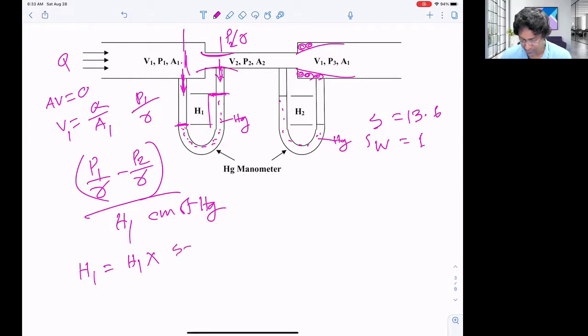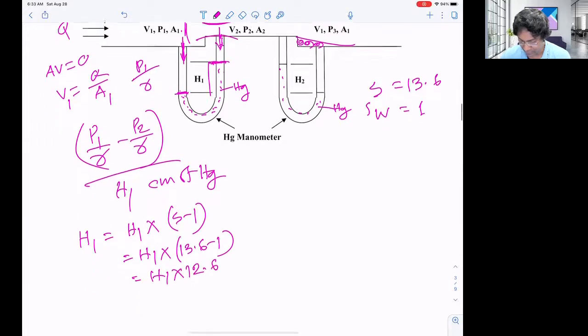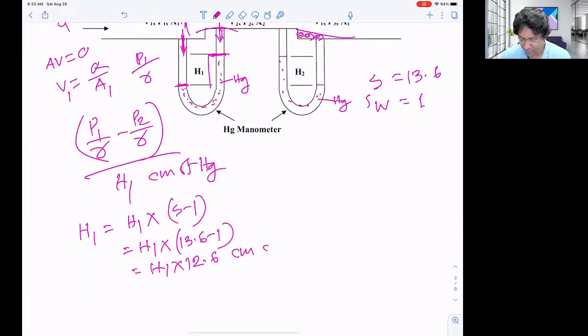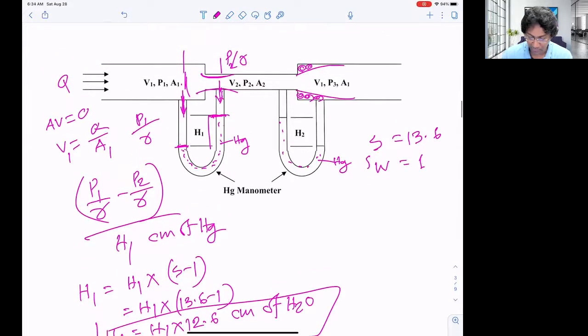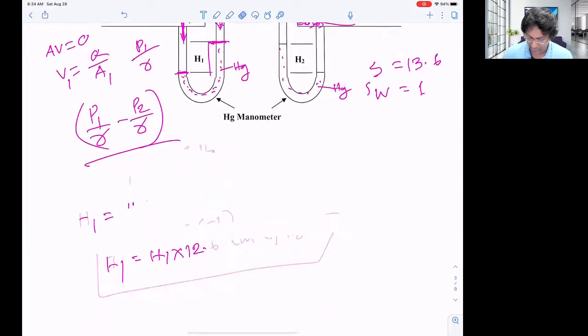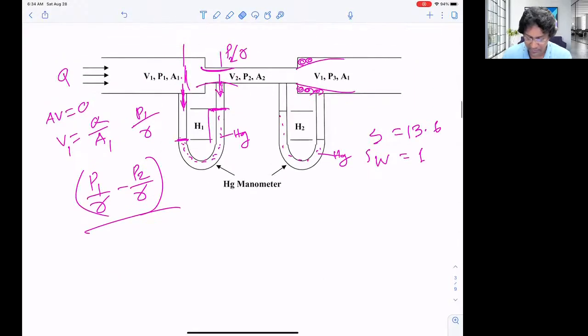So what we have to do? We have to multiply by S minus 1. So H1 should be multiplied by 13.6 minus 1, and ultimately H1 into 12.6. So that will give you centimeter or millimeter of water, not of mercury. So we're just converting the value of pressure from mercury to water. So what will happen if we apply our well-known Bernoulli's principle between these two sections to calculate the head loss due to sudden contraction, right?